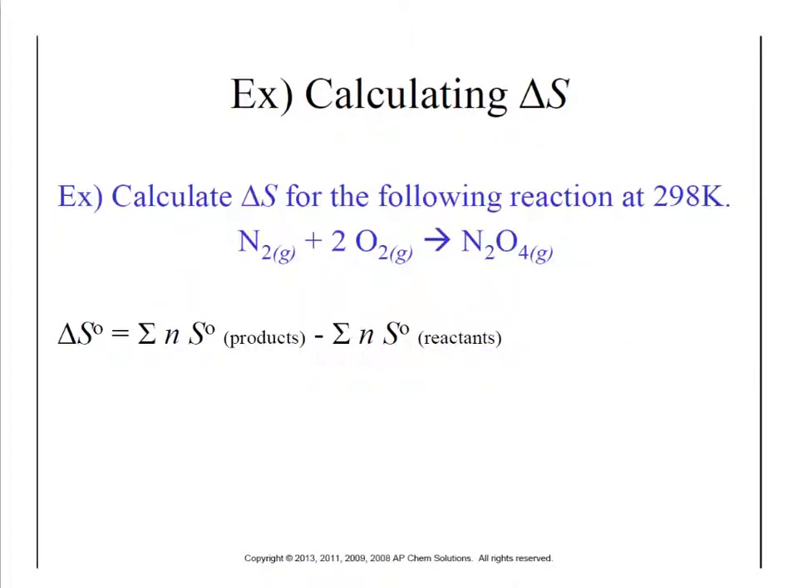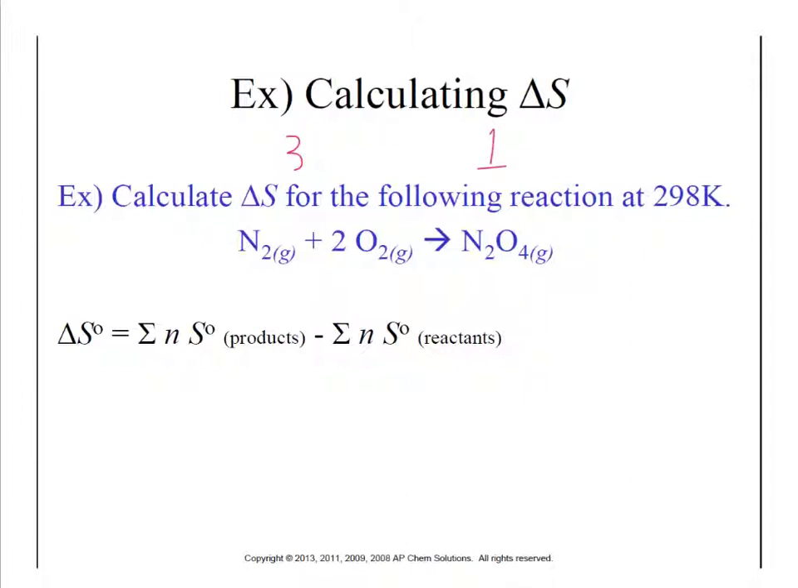So in our first example, let's calculate the change in entropy for nitrogen gas added to oxygen gas forming N2O4. But before we do that, let's predict the sign. Do we think this is going to be a negative change in entropy or a positive change in entropy? Well, if we think back to what we know about changes in entropy, we see that we are going from 3 moles of gas on that side, so we have a total of 3 moles, and we're going down to just 1 mole of gas.